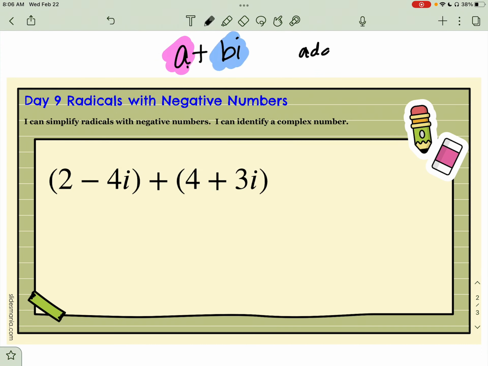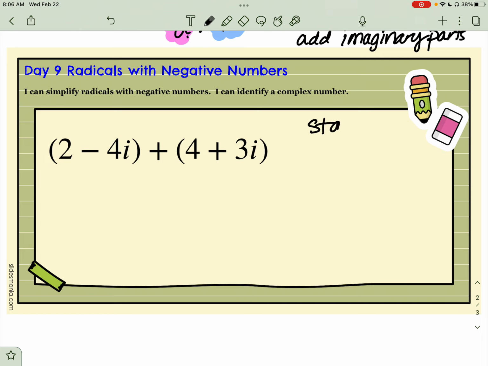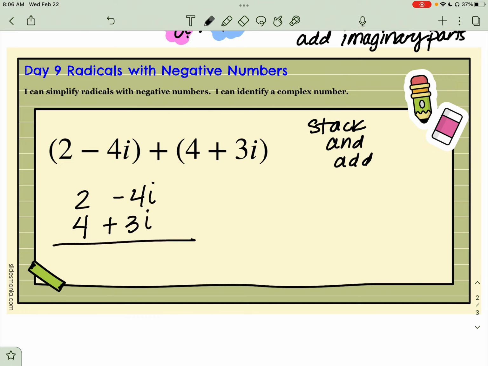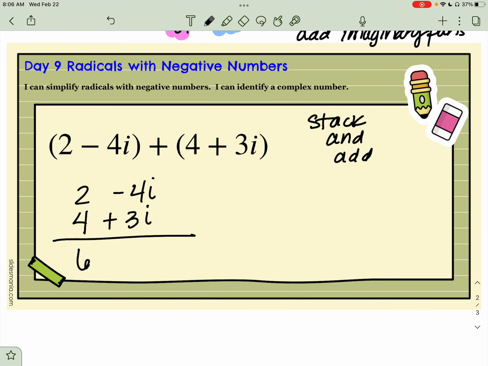Okay, so when I have to add, I'm just going to tell you guys, it is easiest to stack and add. So what do I mean by that? I'm going to put the real parts next to each other, the imaginary parts next to each other, up and down, and then just add down. So 4 plus 2 is 6. And then I have negative 4i and positive 3i, which leaves me with negative 1i. Or, of course, you could write it like this. Okay? Super simple, not difficult.